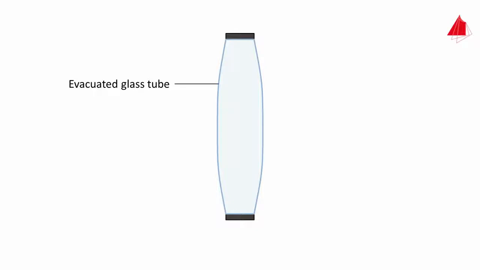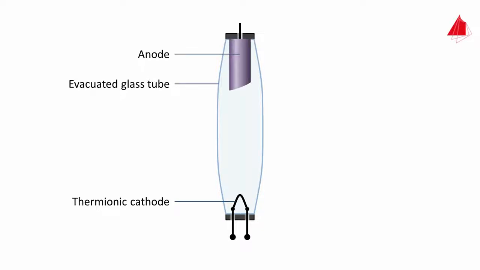To build an X-ray tube, first of all a thin-walled glass tube with a high vacuum within is needed. In the lower part of the tube, a V-shaped wire made of tungsten is positioned. This is the so-called thermionic cathode. A cylinder with an inclined end face is located in the upper part of the tube. This cylinder is the anode. It is made of a refractory metal that conducts the heat well.